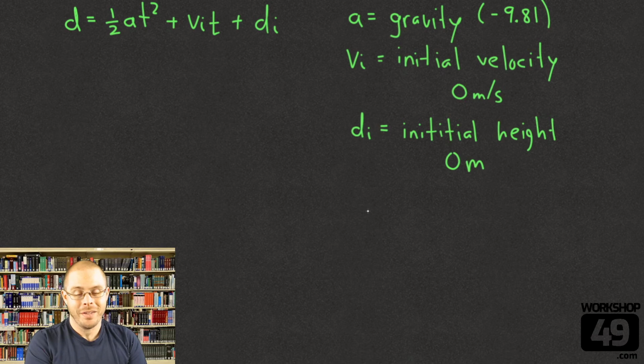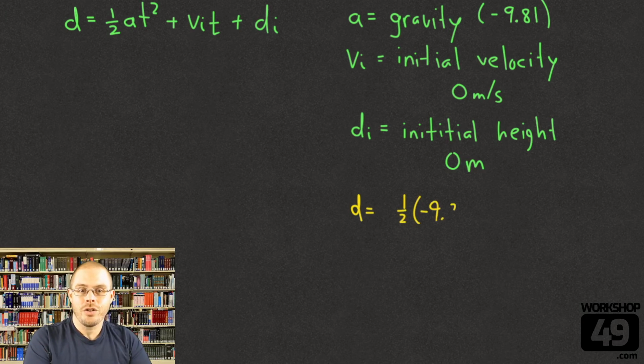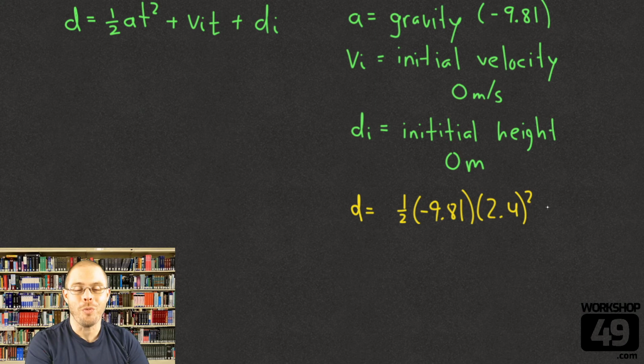So the depth of our well, that's the d value here. We're going to fill in each of our variables. So it's going to be 1/2. And our acceleration is that acceleration due to gravity, negative 9.81. We fill in our time, which was given, 2.4 seconds, and that's squared.